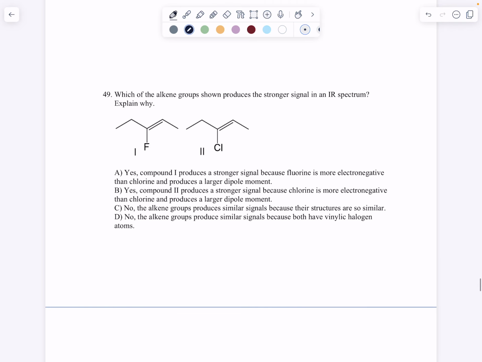Which of the groups shows the stronger signal in an IR spectrum? So more polar is stronger signal.